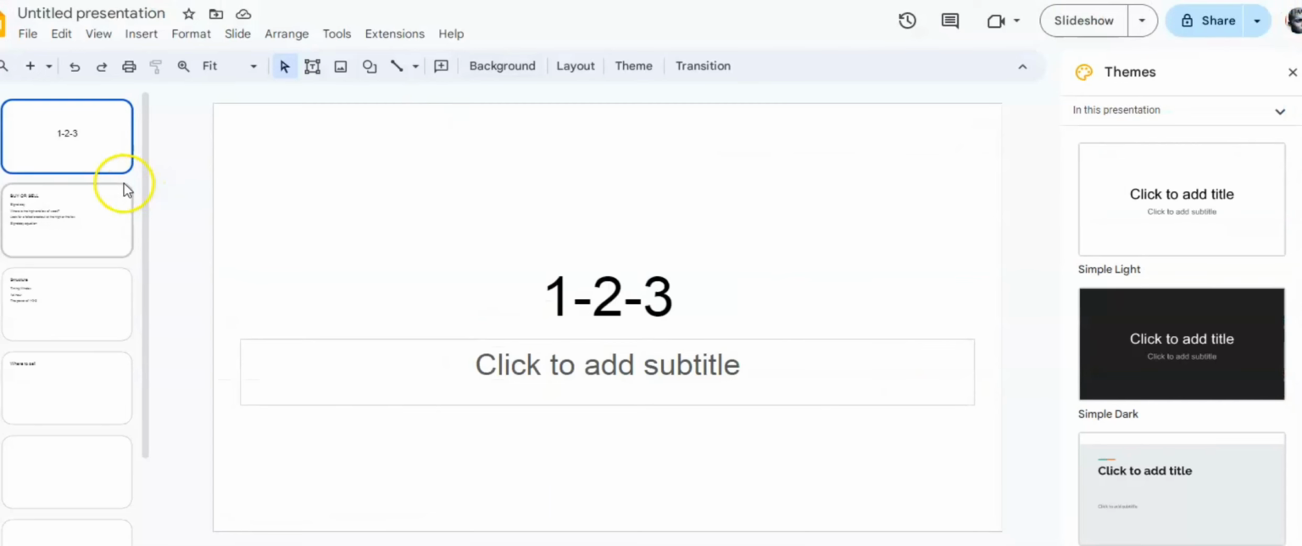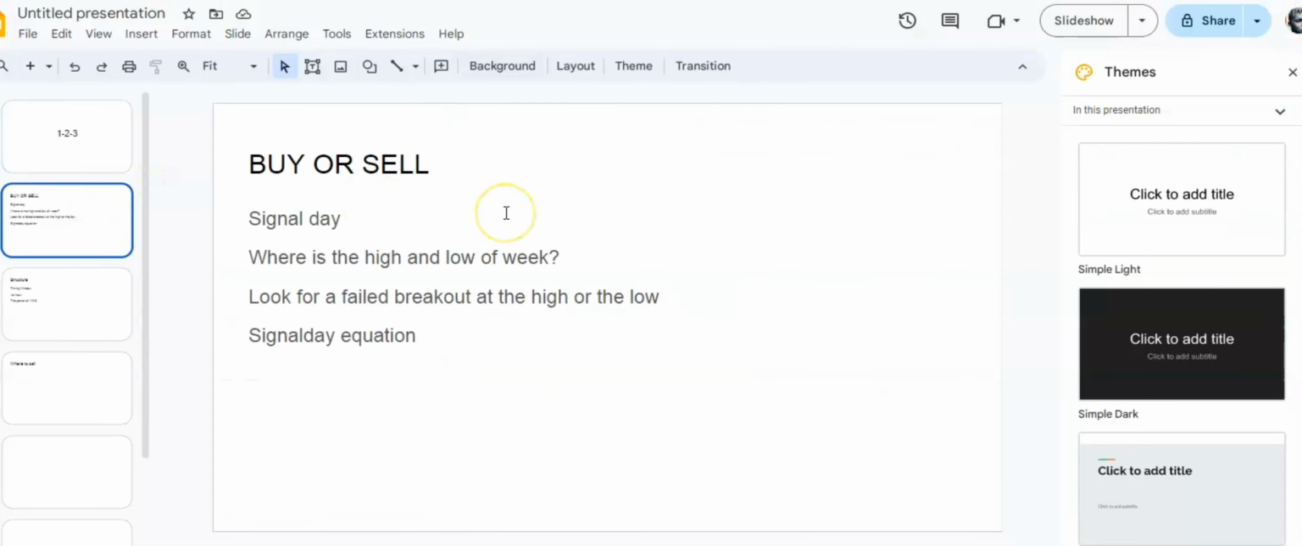Now, step number 1 is, first of all, you must know when to buy or when to sell. This is a big issue for a lot of traders. So this is my process. I have a signal day, and then the signal day tells me when to sell or when to buy.